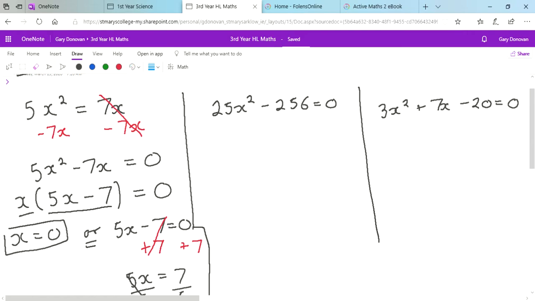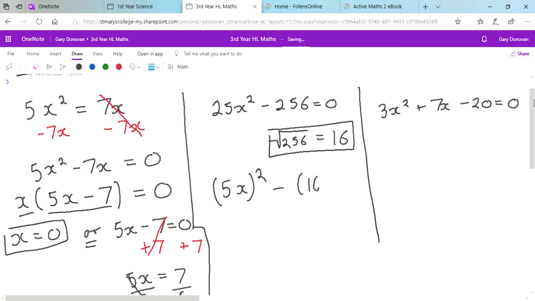So is 256 a square number? Well, you can do a quick check by just typing the square root of 256 into your calculator. And if you do, you get an answer of 16. So yes, it is a square number. So when we write this out again, looking at the square numbers, 25x squared would be the same as 5x all squared, minus 256 would be the same as 16 squared, equals 0. How we finish factorizing this is that's the same as 5x minus 16 multiplied by 5x plus 16 equals 0.